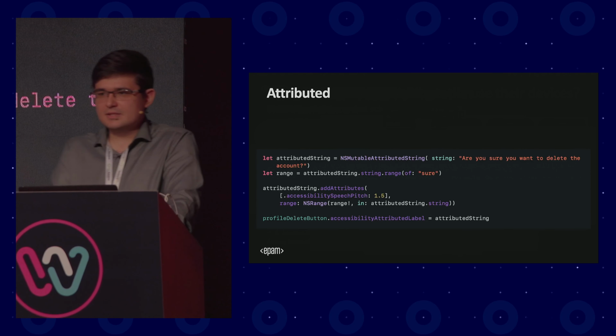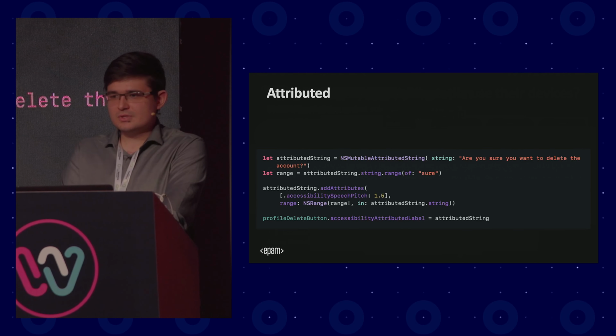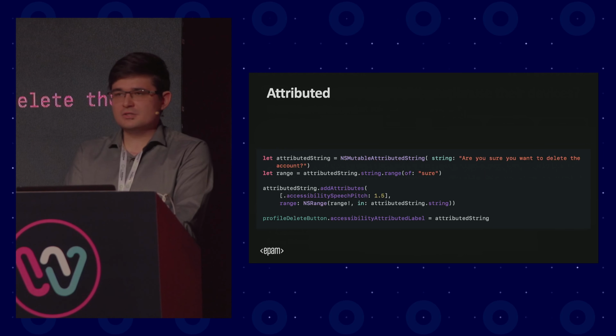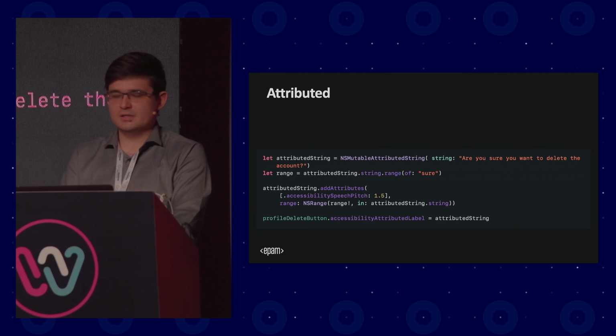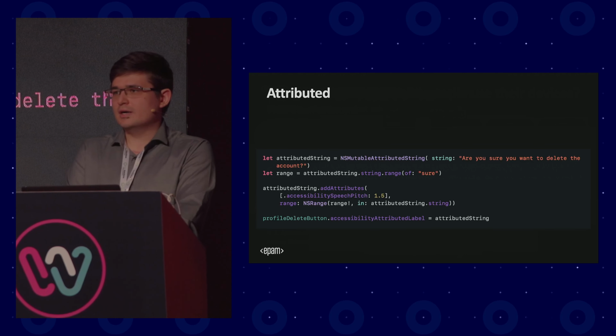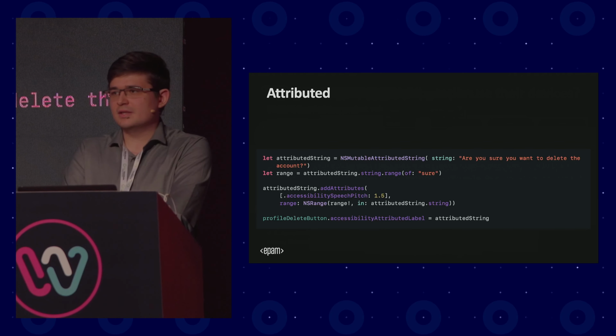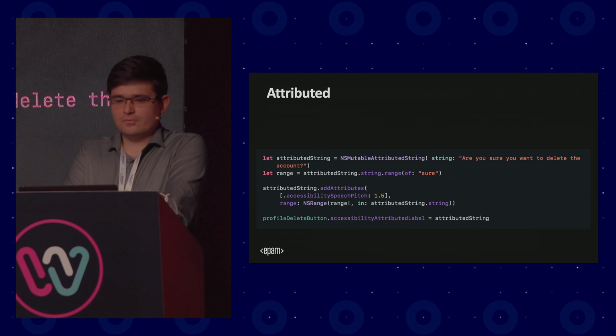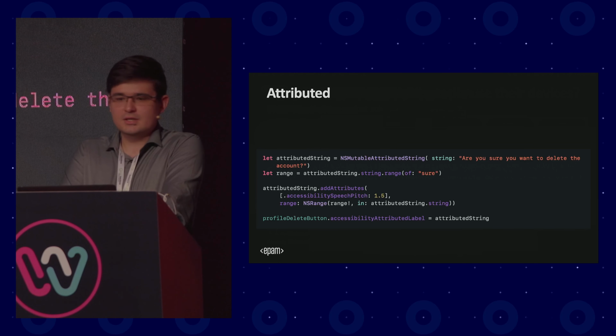All the accessibility labels, hints, and values have their attributed analogs. So, for example, if you want to add some extra customization, like specifying a speech pitch, or specifying the exact language, or ask VoiceOver to pronounce the word letter by letter, you can create an instance of attributed string, add some range, add some attributes, and override the accessibility attributed label, hint, or value property.